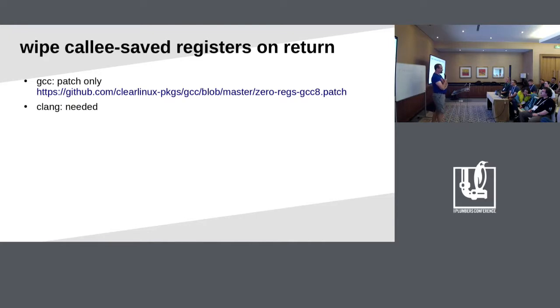This is an interesting one that's in the Clear Linux patches to GCC. This is a patch only, and to an older GCC. It doesn't appear to be landing upstream. It would be nice. There's nothing like it in Clang at all. The idea is to wipe all of the callee-saved registers on return, which has a surprisingly small performance impact, because XOR of the register with itself gets pipelined away very efficiently. This was designed to keep registers as clear as possible so they can't be used for leaking data in and out for side channels and other things.